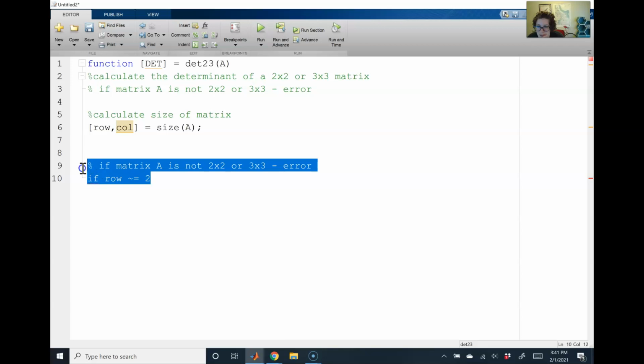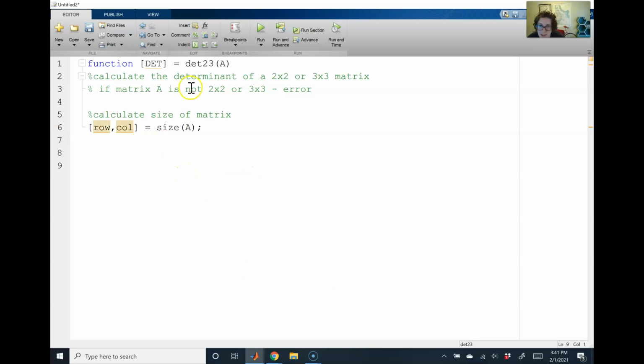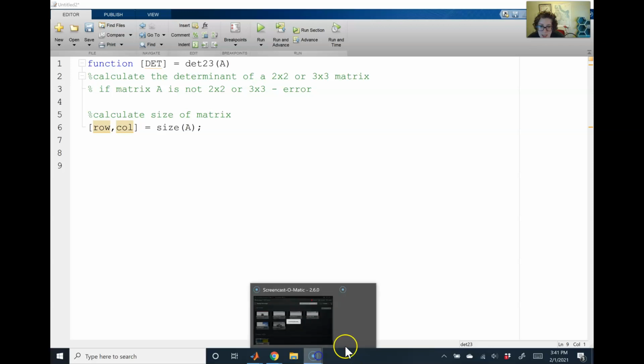This is why you should draw a flowchart instead of just kind of taking off. So I'm actually going to do this a different way, where I'm going to start with checking if it's 2 by 2 and then checking if it's 3 by 3, and then in my else statement I'm going to have an error.